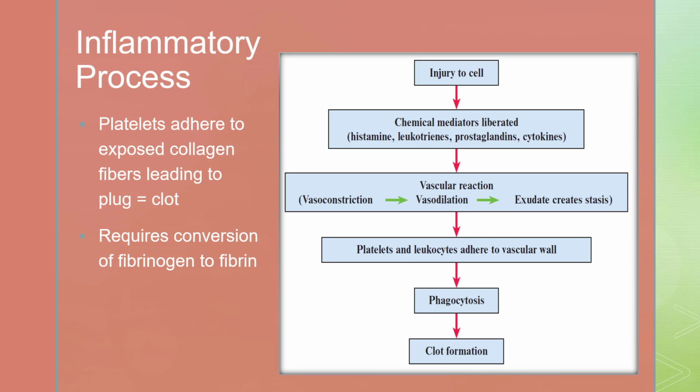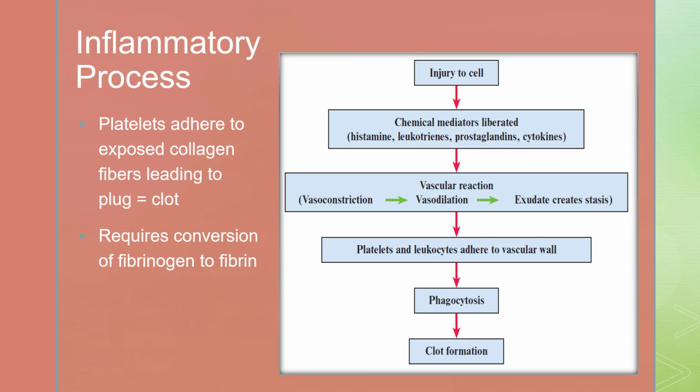Next, a vascular reaction occurs where vasoconstriction leads to vasodilation, after which exudate creates stasis. Then platelets and leukocytes adhere to vascular walls. Then we have phagocytosis and eventually a clot formation. The platelets adhere to exposed collagen fibers, leading to the formation of a clot, also known as a plug.